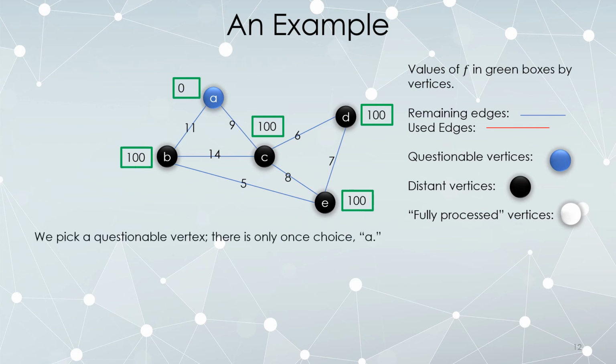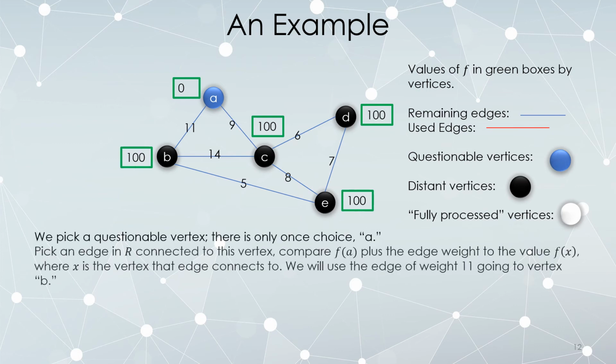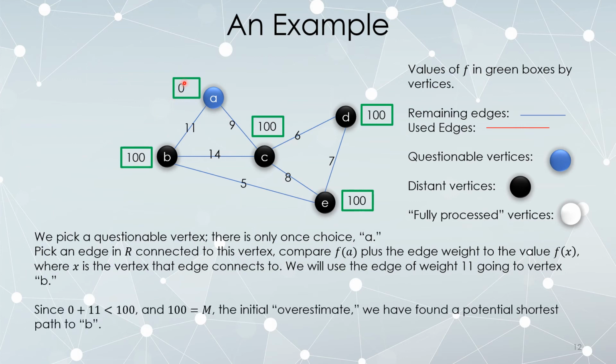Let's pick a questionable vertex. There's only one, it's A. Pick an edge connected to this vertex. Let's compare f of A, 0 plus the weight of the edge, to the value f of x. So let's take a look at, for example, this edge. f of A plus this edge, 11, is definitely less than the existing overestimate of 100. So 0 plus 11 is smaller than 100. However, 100 is the initial overestimate.